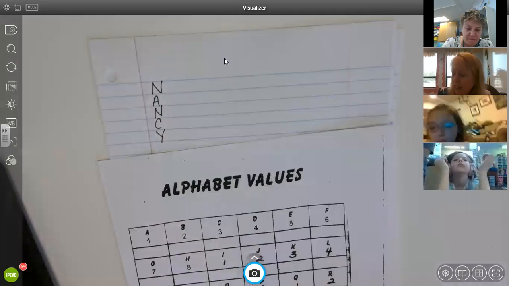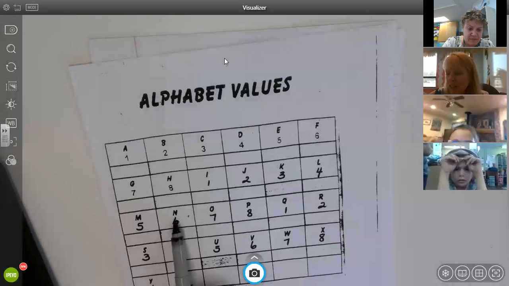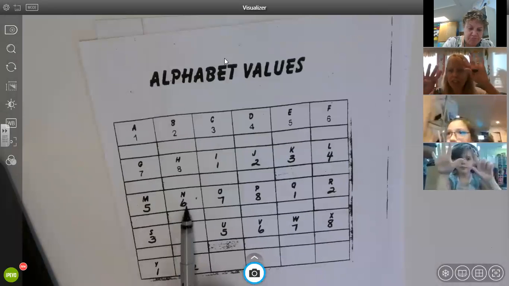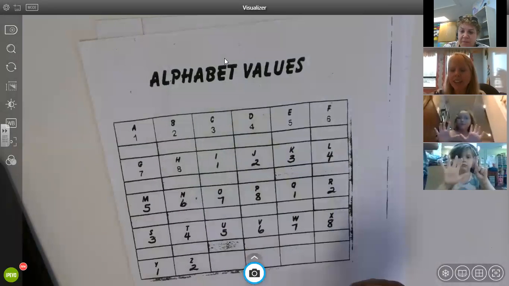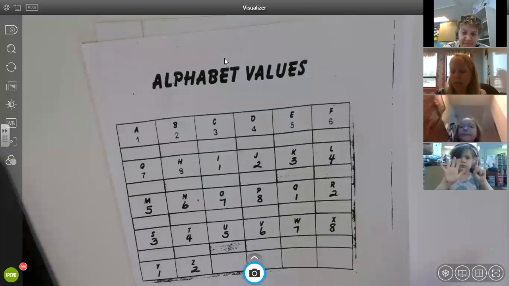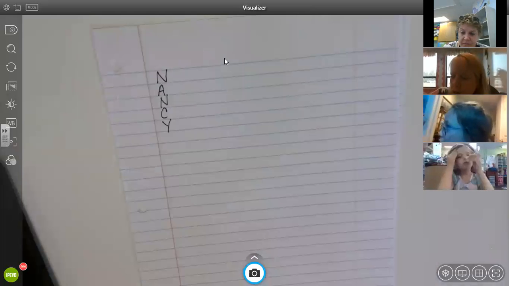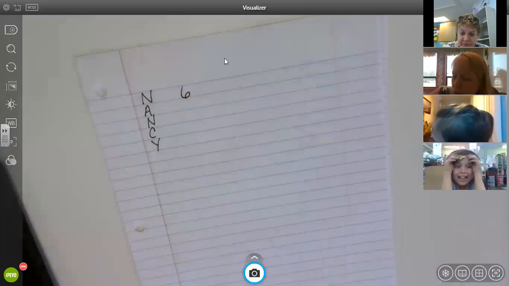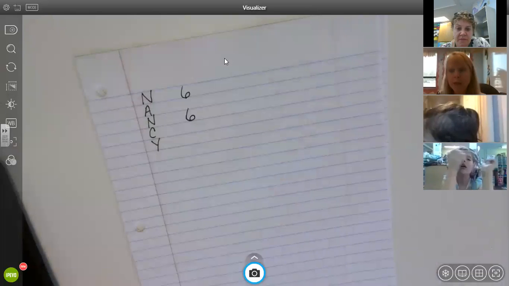So I go to the alphabet values, I find N. Show me on your fingers the value of N by looking at the sheet. How many points would N be worth? Excellent, Lila. Elena's got it. Nice job. Good job, you guys. So it's worth 6 points. So next to the letter N on my paper, I'm going to put a 6. Then I'll also fill in 6 for the other N because I already know it's worth 6. I have 2 N's in my name.